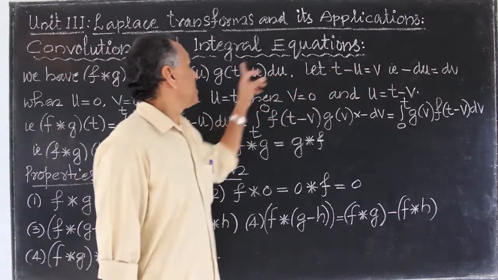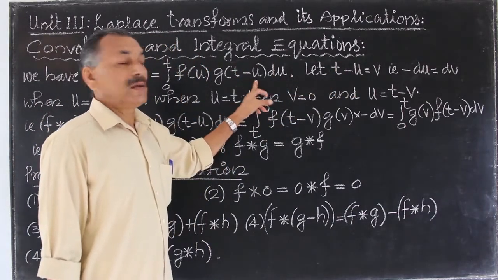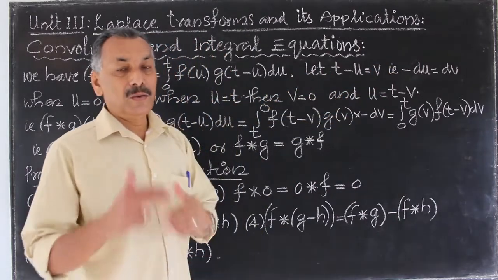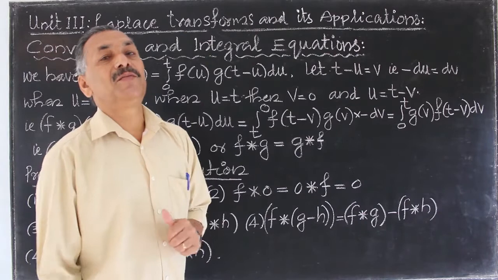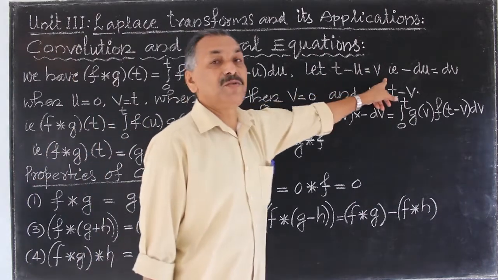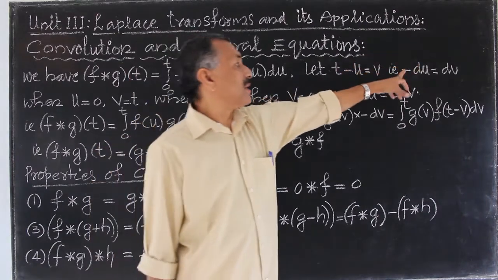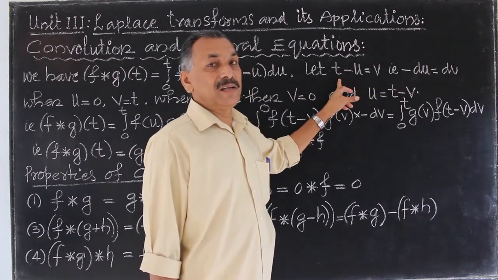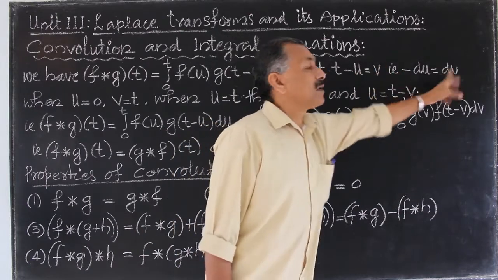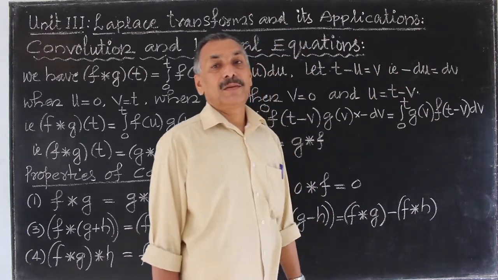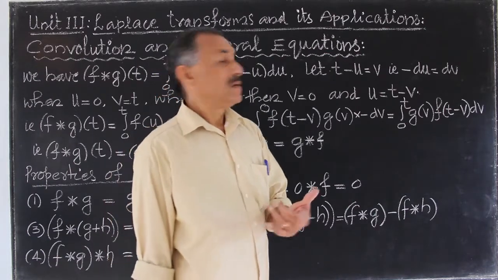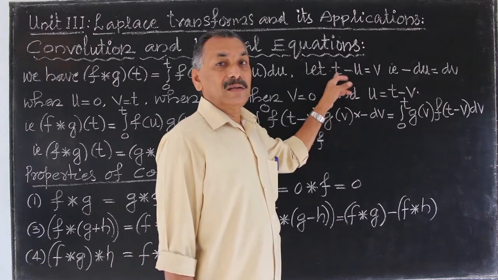Let t minus u, in g of t minus u, take as v. So u is a variable and we convert to the variable v: let t minus u be equal to v. Then on differentiation, t is a constant so its derivative is 0, minus du is equal to the derivative of v. And u, v are variables, but t is the parameter.